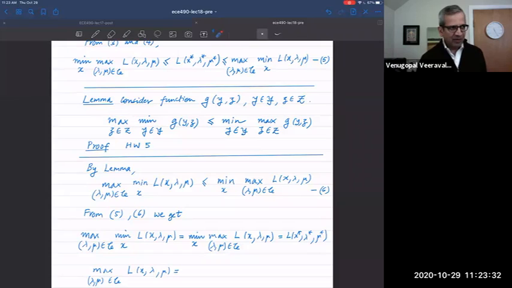So you can think of playing a game with an adversary, where this is the reward that you're getting, and the adversary wants to minimize your reward, and you want to maximize your reward. Okay, and when this equality holds, that game is said to have what's called a saddle point solution. Okay, and that saddle point solution corresponds to an optimum value of x, and an optimum value of lambda and mu.